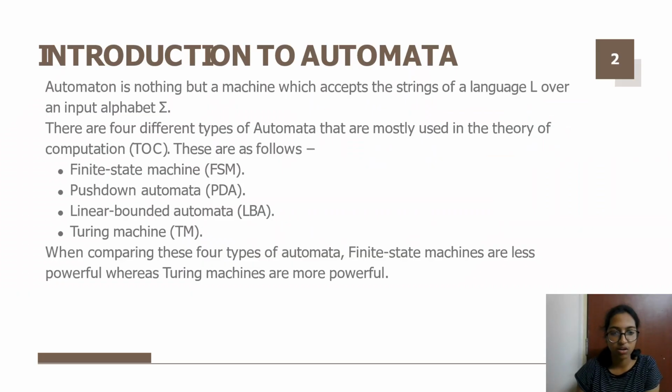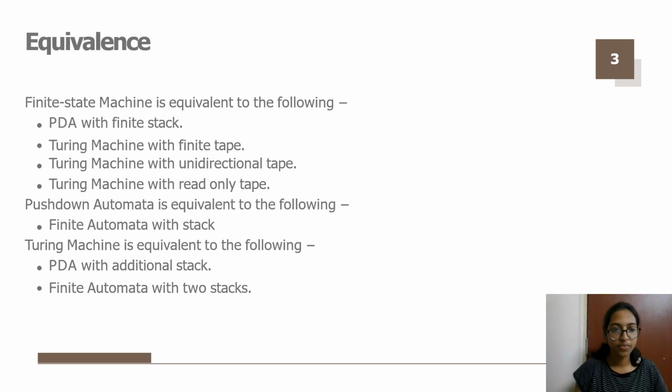Introduction to automata. Automata is nothing but a machine which accepts the string of a language L over an input alphabet alpha. There are four different types of automata. They are mostly used in the theory of computation. They are as follows: finite state automata, push-down automata, linear bounded automata, Turing machine. When comparing these four types of automata, finite state automata are less powerful, whereas Turing machines are more powerful.